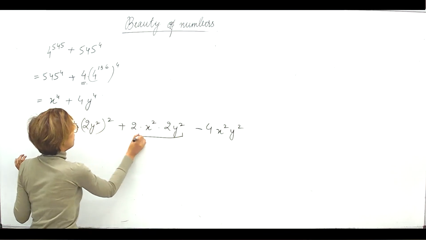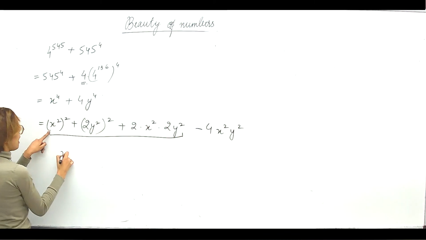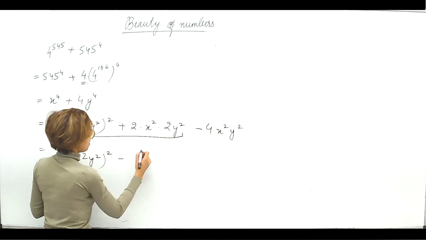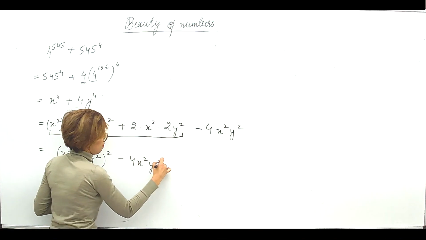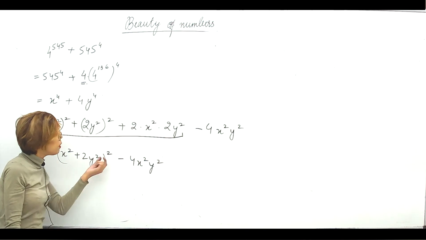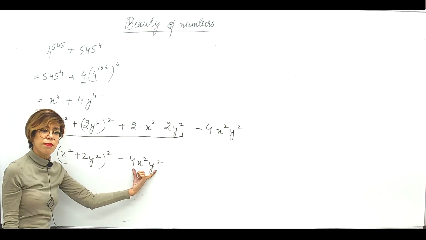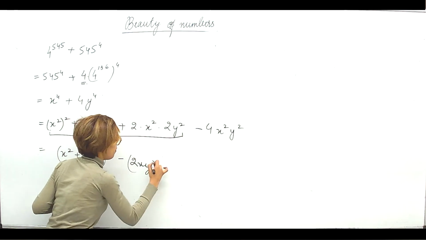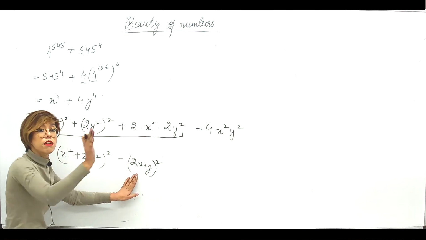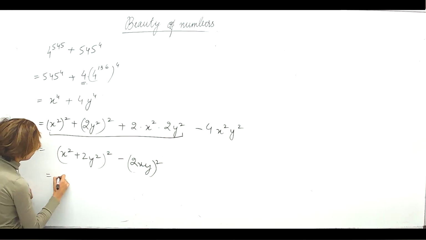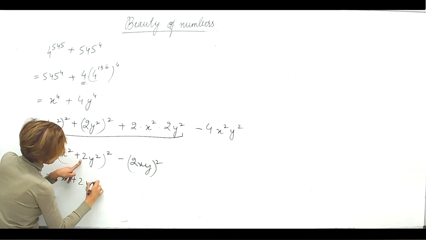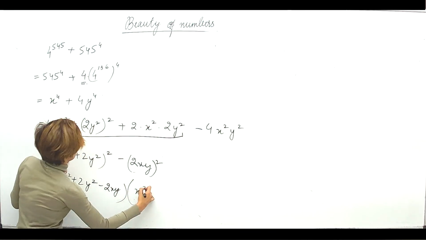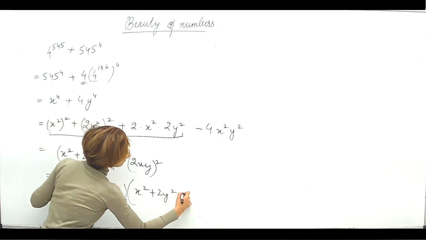Now I've completed the square. This is nothing but (x² + 2y²)² minus 4x²y². Now we need to make factors. It is a² minus b². I can write this as (2xy)². a² minus b², factors: (a minus b) into (a plus b). So (x² + 2y² minus 2xy) into (x² + 2y² plus 2xy).